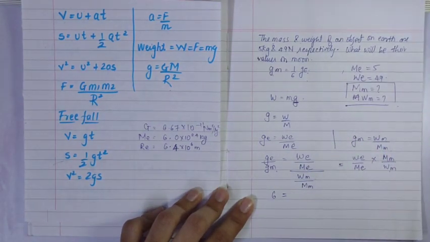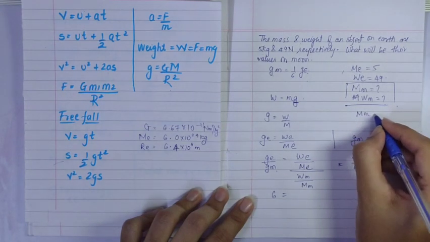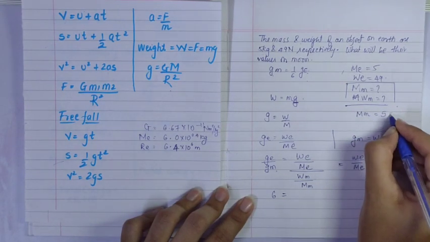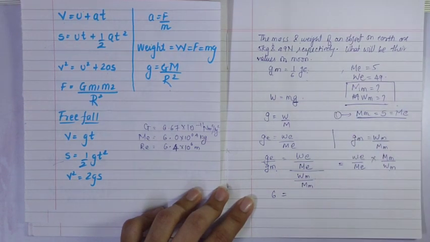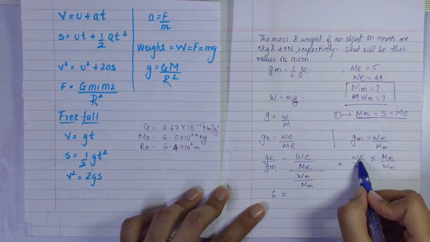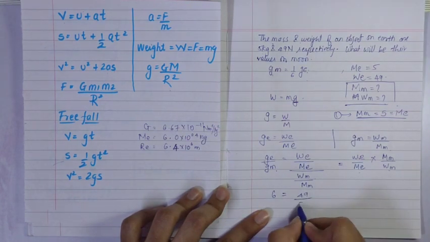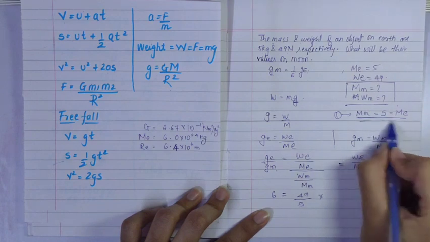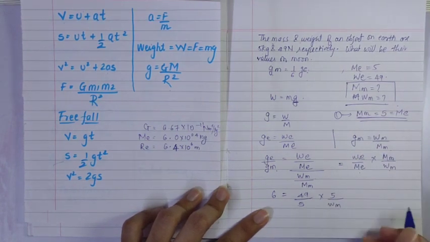So you have to know that the mass anywhere, be it on the moon, be it on the earth, remains the same. Therefore, without thinking, you should write the mass on the moon is equal to the mass on the earth, that is 5. So here your first part gets solved. Now for the second part, we need to solve this. So WE, what is WE? 49. What is ME? 5. What is MM? Just now we know that the mass on the moon and the mass on the earth are the same. So what you have to find is WM.